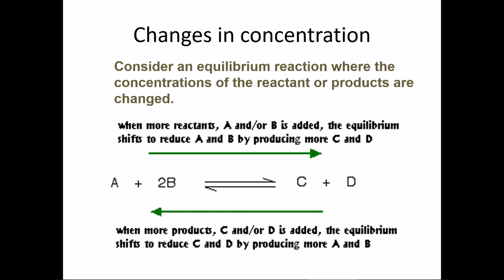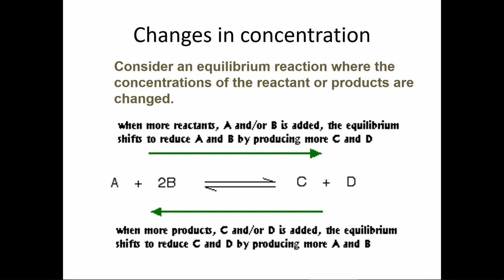Alright, so adding more product will change the Q value, so the reaction will shift toward equilibrium. So let's say we add A. Adding a reactant is going to cause the reaction to shift toward the products. We're going to have to use up some of the excess reactant in order to make more products to get back to the equilibrium ratio. Removing A, or taking away the reactant, will cause the reaction to shift back to the left toward reactants to make up for what was lost.